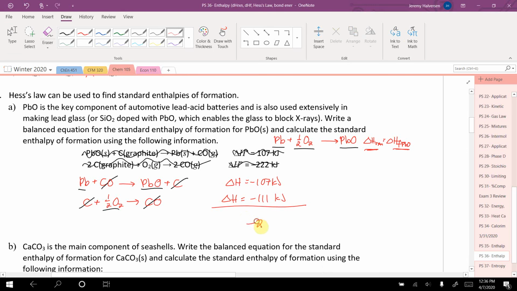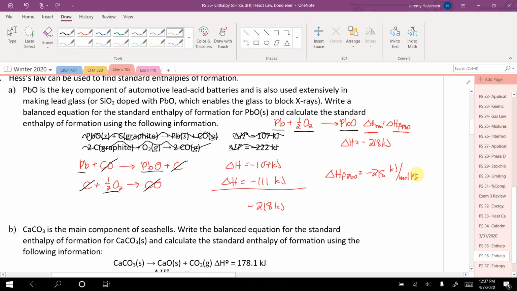I get -218 kilojoules. So that means the delta H of this reaction is -218 kilojoules, and since this reaction is the formation reaction for PbO, the delta H of formation of PbO equals -218 kilojoules. And you can say kilojoules per mole of PbO, and that's why we want to make sure we only make 1 mole of PbO. Great.